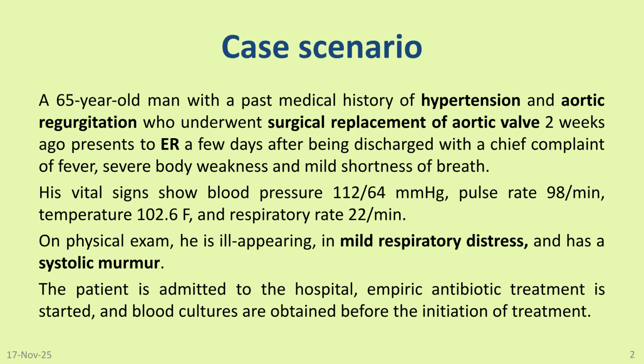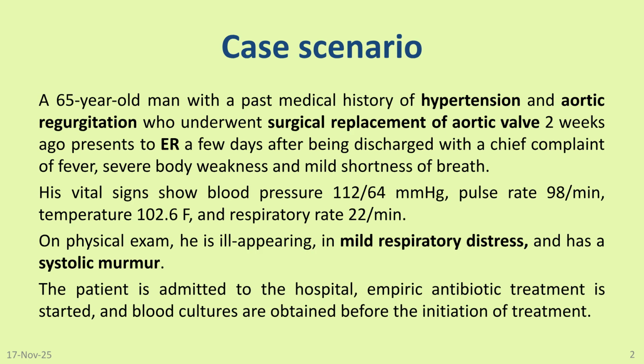This timeline is critical. Symptoms appearing within weeks of cardiac surgery should immediately raise suspicion for prosthetic valve endocarditis. Let's examine his vital signs. Blood pressure 112/64 millimeters of mercury, relatively normal. On physical examination, he appears ill, is in mild respiratory distress, and has a systolic murmur. The presence of a new or changed murmur in a febrile patient with cardiac history is a red flag for endocarditis.